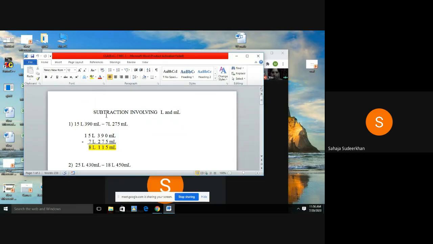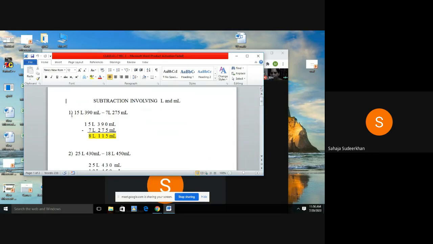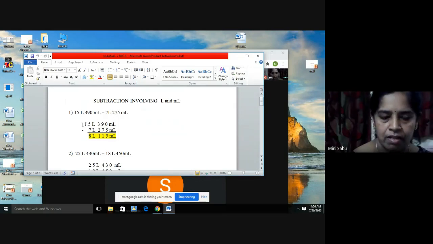The heading is subtraction involving liter and milliliter. Now my first question is 15 liter 390 milliliter minus 7 liter 275 milliliter. How do we subtract? All of you know that this is the bigger quantity. So from a bigger quantity, we subtract a smaller quantity, as we have done in addition. In the same way, you have to arrange the two quantities one below the other according to the places. So there is no need of explaining how to arrange. This we have done in addition. So I am going forward.